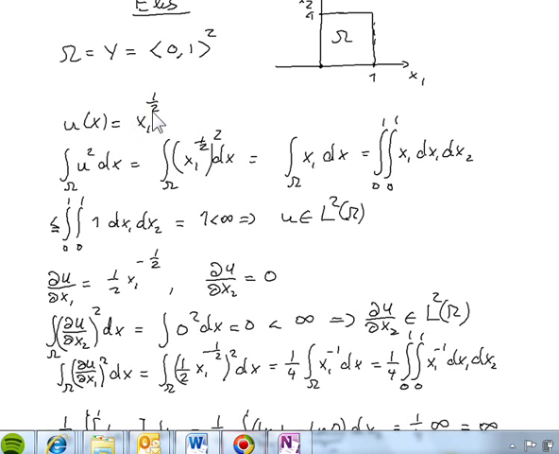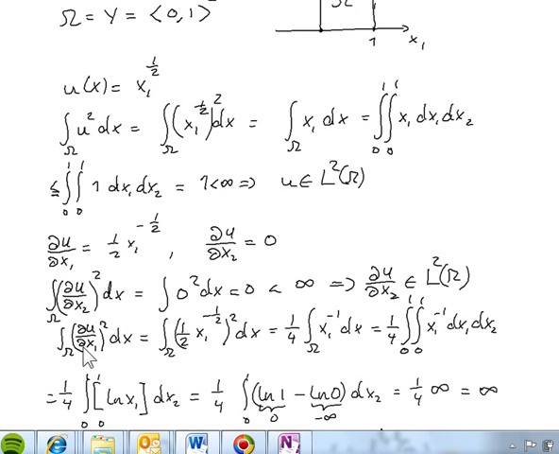On the other hand, since this function is not dependent on x2, of course, this partial derivative must be 0. So the partial derivative of u with respect to x2 is, of course, 0. So if we take the integral of the square of the partial derivative of u with respect to x2, we obtain 0, which necessarily is less than infinity. So of course the partial derivative of u with respect to x2 must be an element of L2.